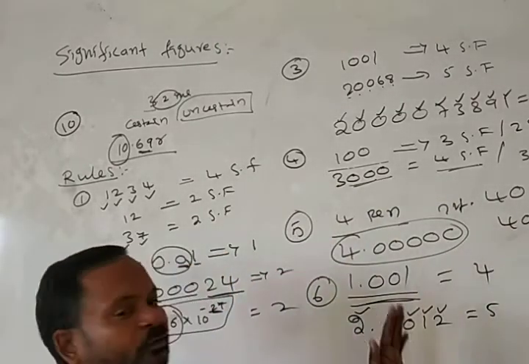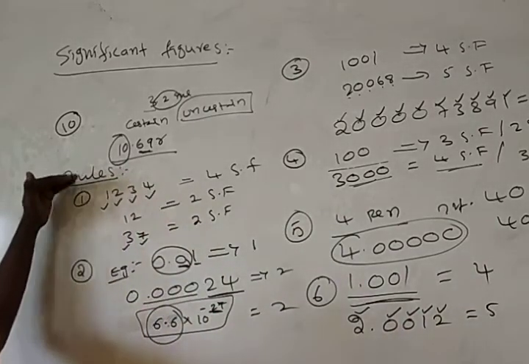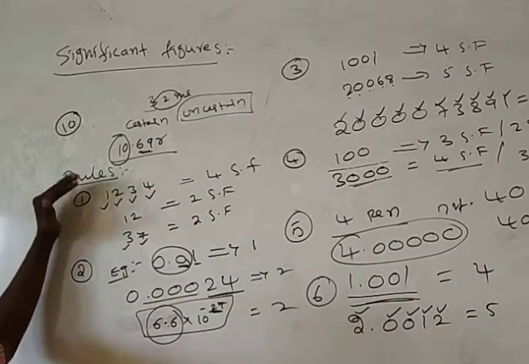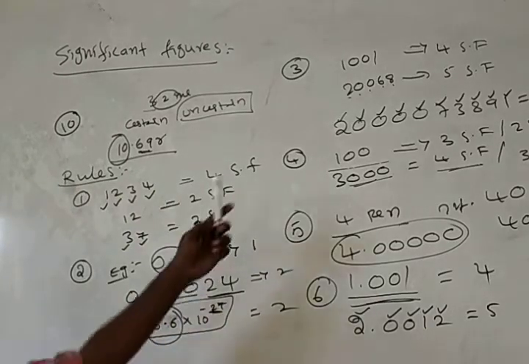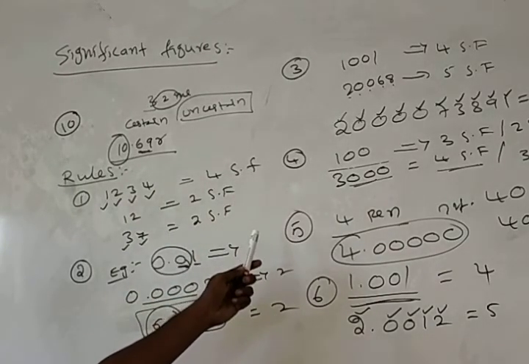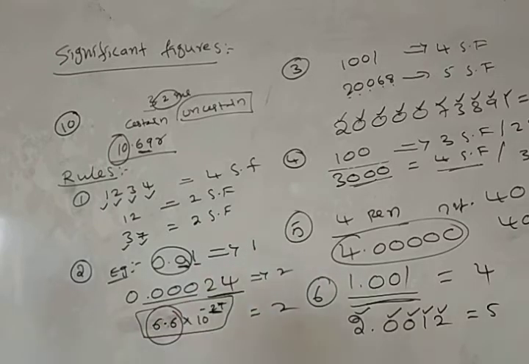These are the rules for identifying the significant figures. You take any example, we come like this. And then how to round up the numbers. This is one important phenomenon.